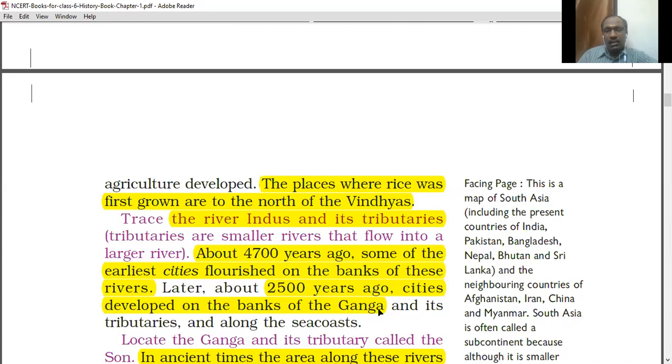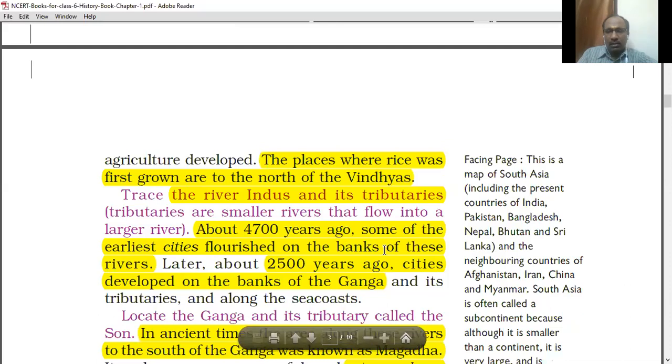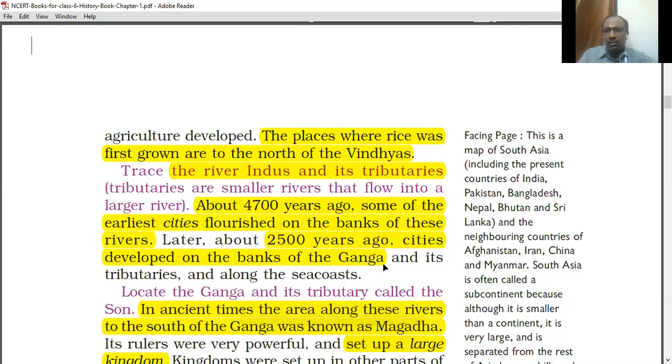The river Indus and its tributaries. A tributary is nothing but a small river of that particular big river, so it is a branch of the river. So we are tracing the river Indus and its tributaries. About 4,700 years ago, the Indus had branches or tributaries like Satluj, Beas, like that. We have branches of rivers, and also the Ganga River 2,500 years ago.